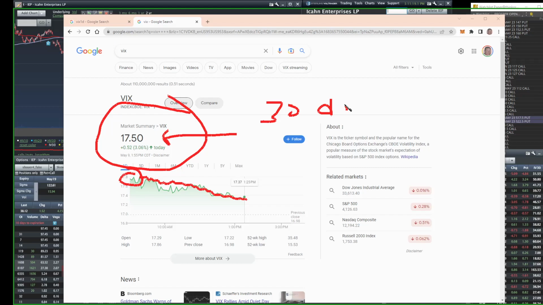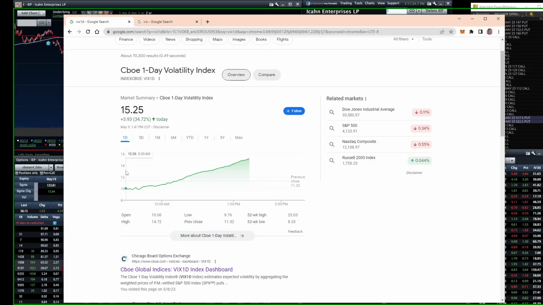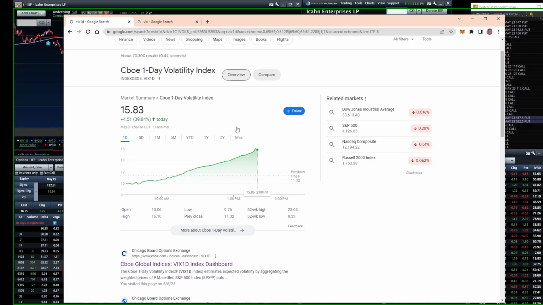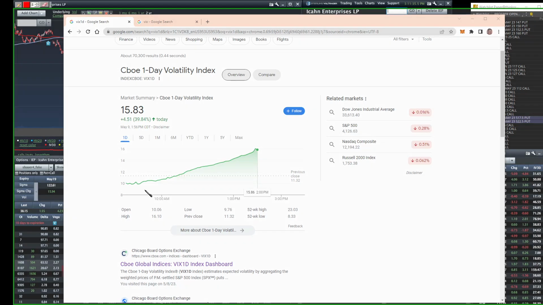Now, let's compare that to today's VIX 1 day. Okay, the VIX 1 day, which again, new measurement that just came out a few weeks ago. And what you can see here is early this morning, actually down a little bit. An hour into the day, the VIX 1 day was actually down. But as the day progressed, even with the market being so calm and no volume and just little activity, this thing is spiking. When I say spiking, we're talking up 40% today.